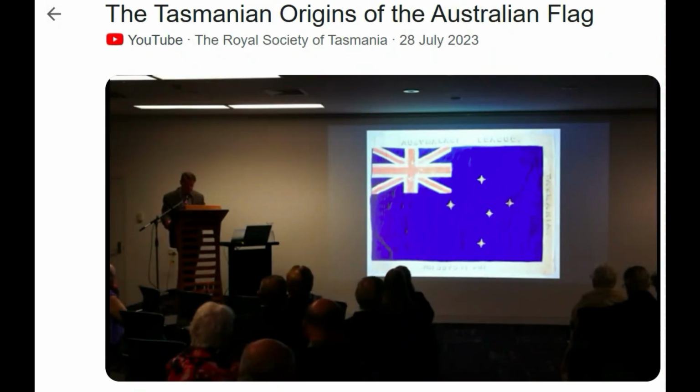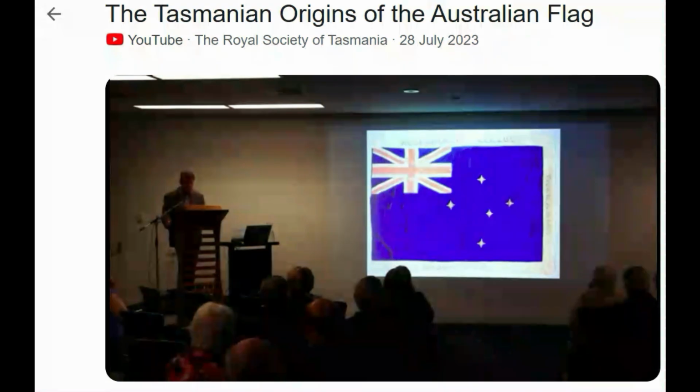So, in conclusion, I think it can be very plausibly argued that the Australasian League banner was a strong influence on the designers of the Victorian flag, and that the connection between the Victorian flag and the current Australian national flag is pretty clear to see.